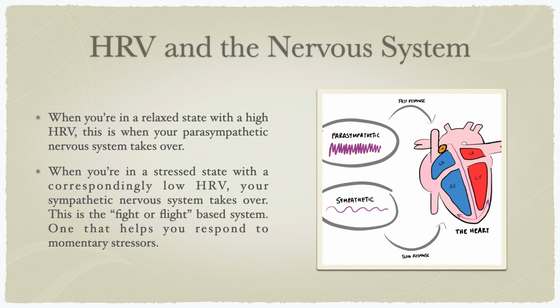Let's have a look at heart rate variability and the nervous system. When you're in a relaxed state with a high HRV, this is when your parasympathetic nervous system takes over. Now, remember, parasympathetic is rest and digest. When you're in a stress state with a correspondingly low HRV, your sympathetic nervous system takes over. This is the fight or flight based system, one that helps you respond to momentary stresses.